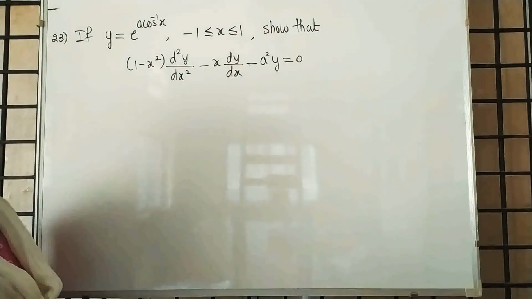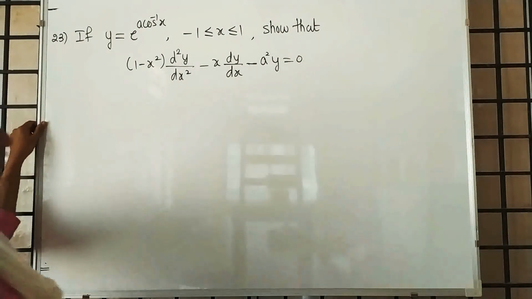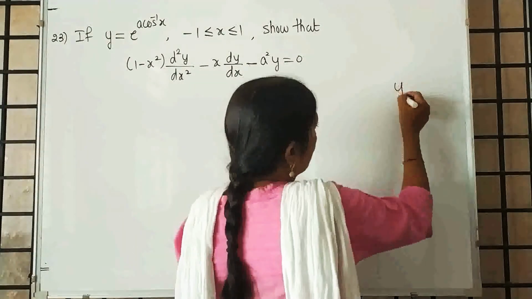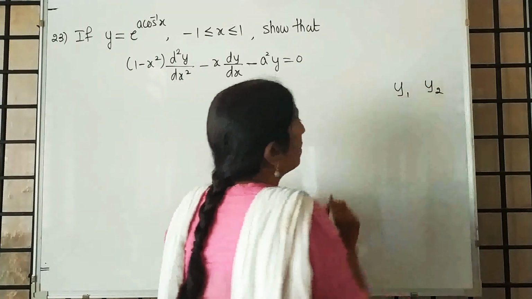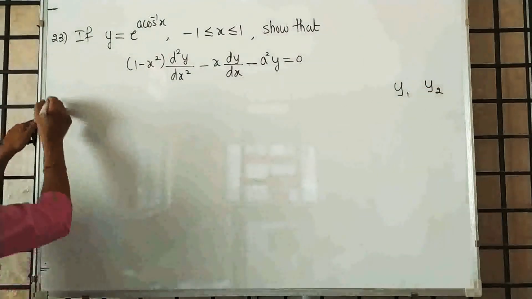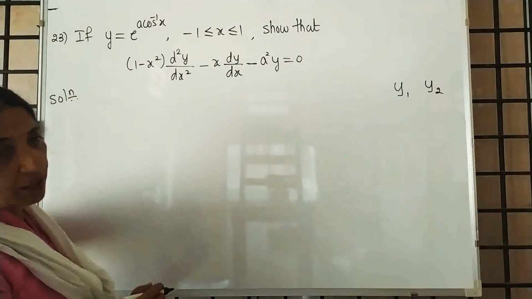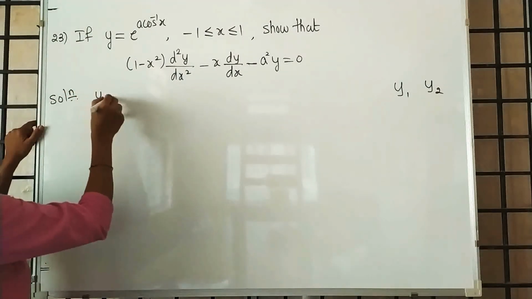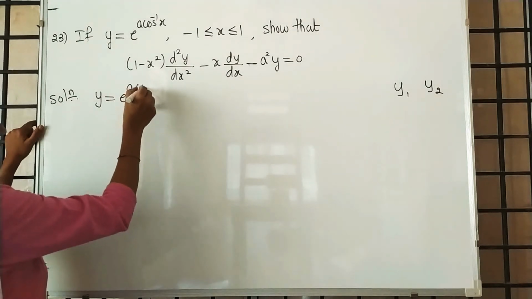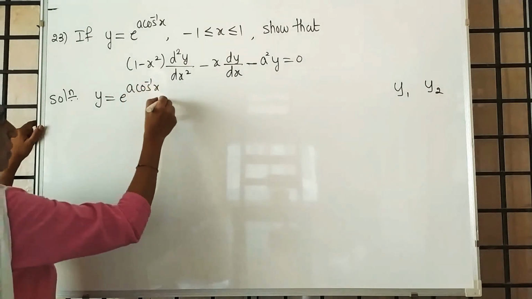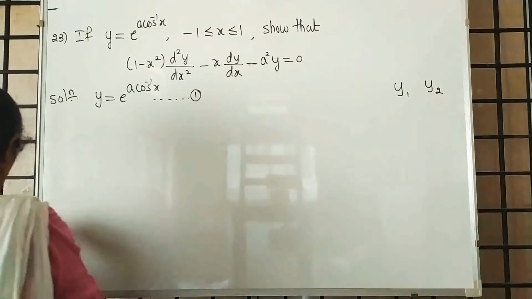See, for our convenience, I am writing the first derivative as y1 and the second derivative as y2. And you know that the first derivative is written as y1 and the second derivative is written as y2. So y is equal to e raised to a cos inverse x. Let us call this equation 1.